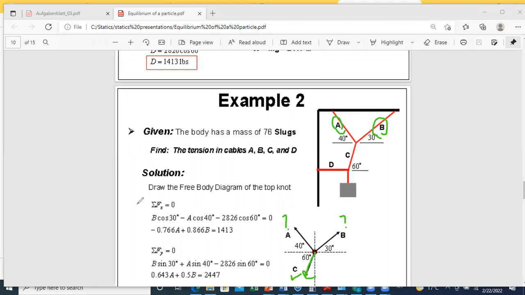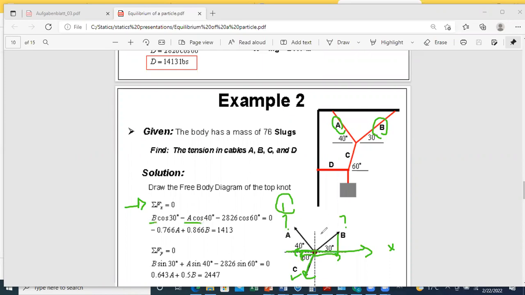The first equation is sum of forces along x equals to 0. So we project along x direction. This is our x direction. We have plus TB cosine 30 minus TA cosine 40 and minus TC cosine 60 equals to 0. This is equation number 1 relating the two unknowns B and A.